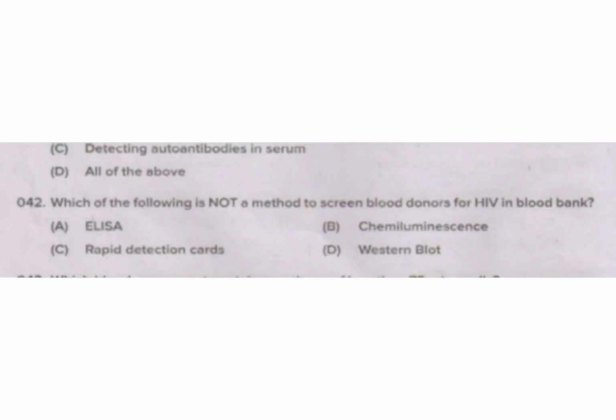The next question. Which of the following is not a method to screen blood donors for HIV in blood bank? Four options are there. Option A, ELISA. Option B, chemiluminescence. Option C, rapid detection card. Option D, Western blot. The answer is Western blot. Western blot is the confirmatory test for HIV, so it is not used in blood bank.